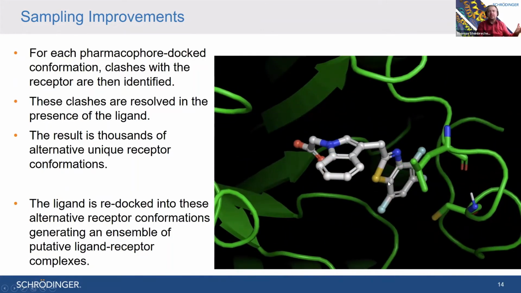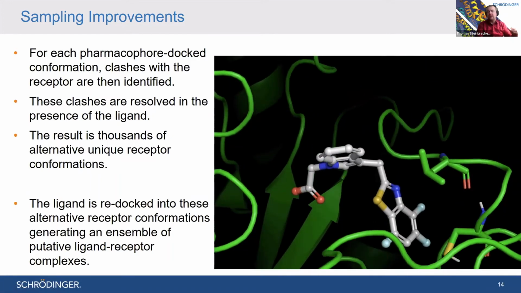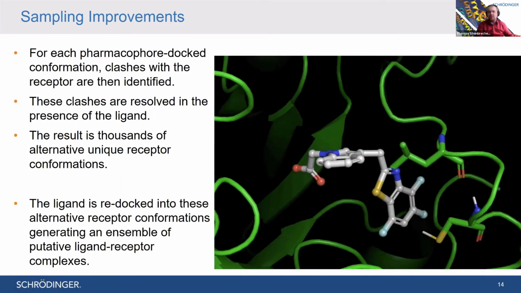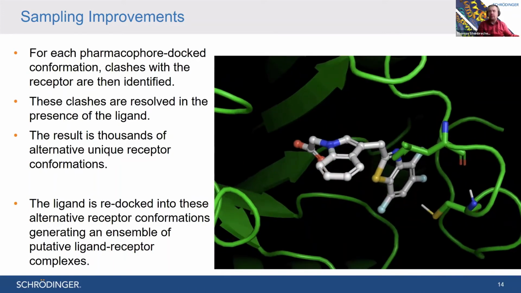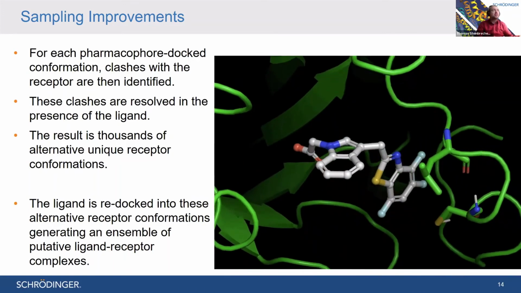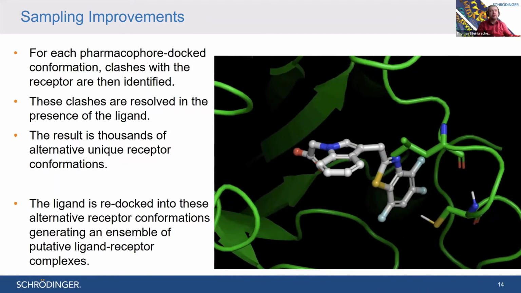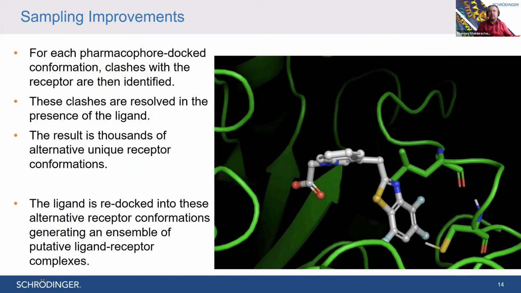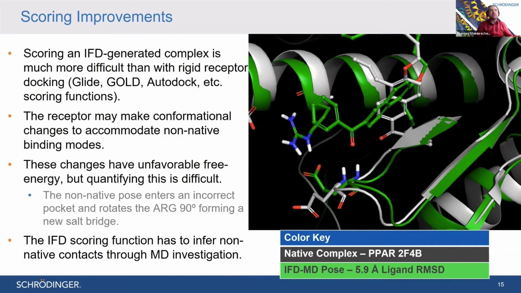So each of these ligands enforces a more beneficial receptor conformation for itself, and then it gets redocked into this new receptor conformation with standard rigid docking. So this is the part for the sampling, which generates a lot of sometimes very novel and very diverse protein ligand complexes. Now I need to pick the ones that I consider as best representatives of the actual bound pose.